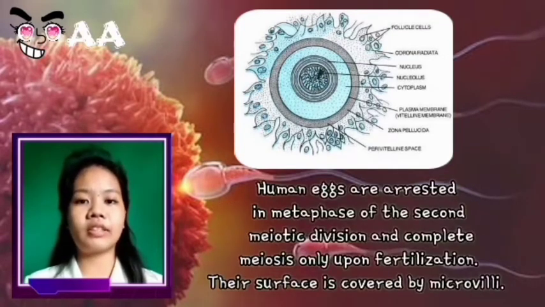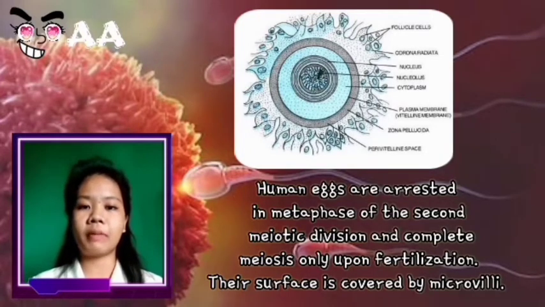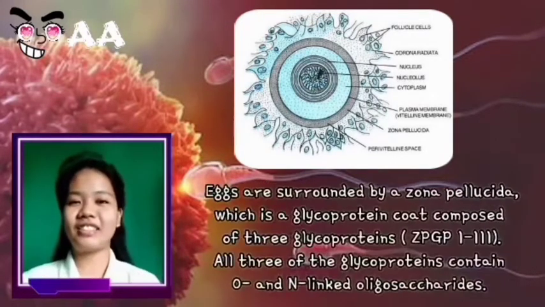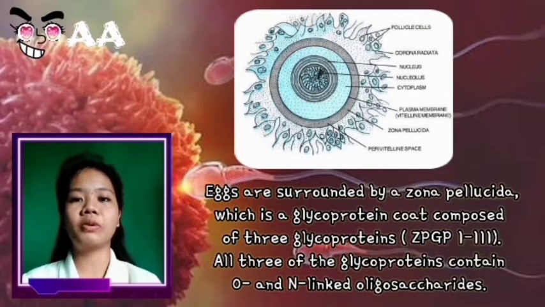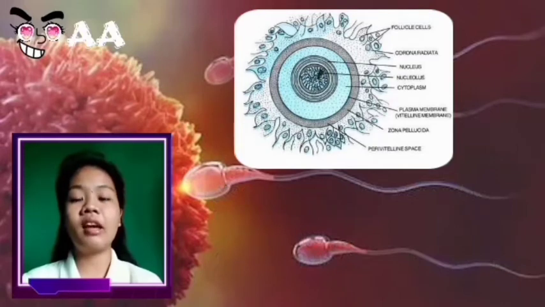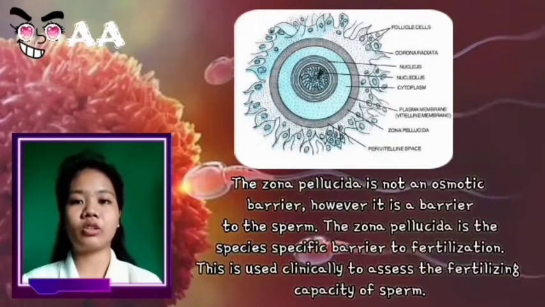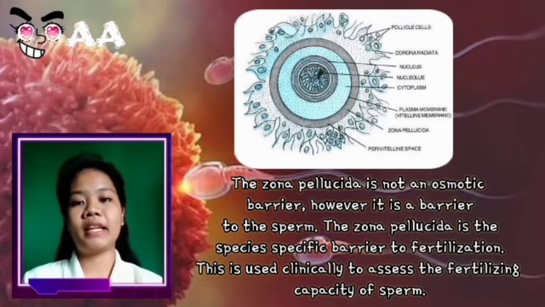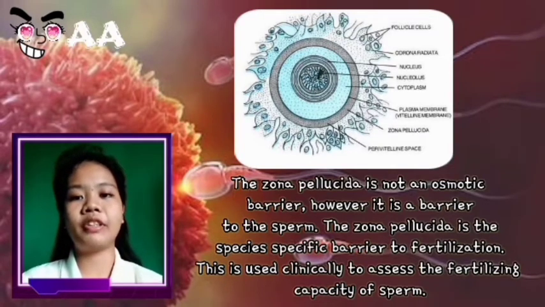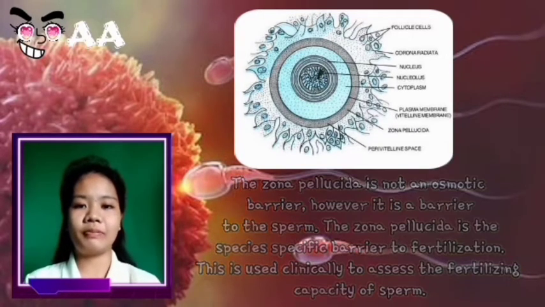Human eggs are arrested in metaphase of the second meiotic division and complete meiosis upon fertilization. Eggs are surrounded by a zona pellucida, which is a glycoprotein coat composed of 3 glycoproteins. The zona pellucida is not an osmotic barrier; however, it is a barrier to the sperm. This is used clinically to assess the fertilizing capacity of the sperm.